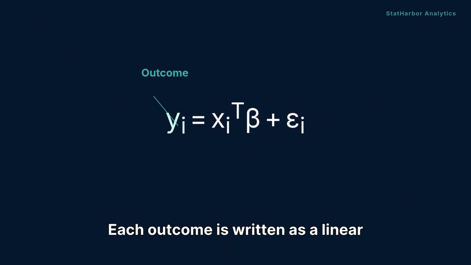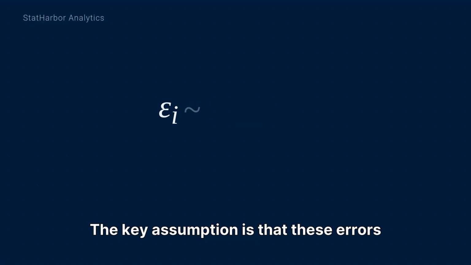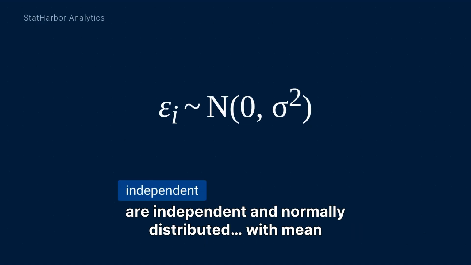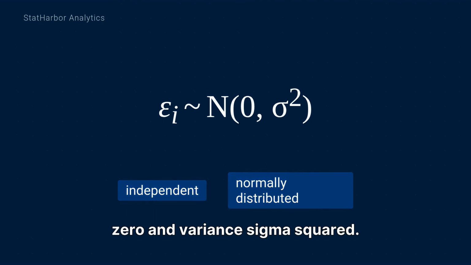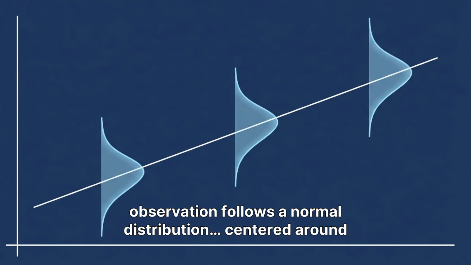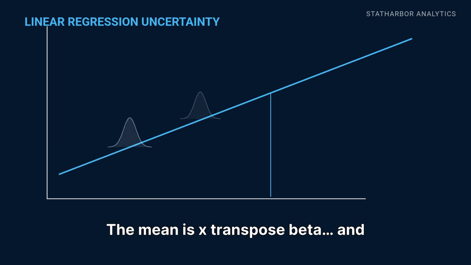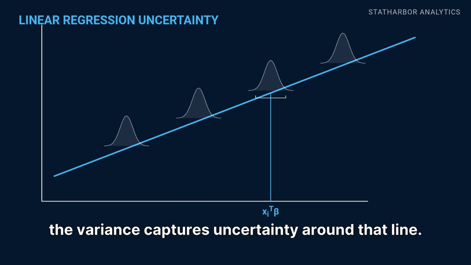Each outcome is written as a linear function of predictors, plus an error term. The key assumption is that these errors are independent and normally distributed, with mean zero and variance sigma squared. This means that, given the predictors, each observation follows a normal distribution centered around the regression line. The mean is x transpose beta, and the variance captures uncertainty around that line.